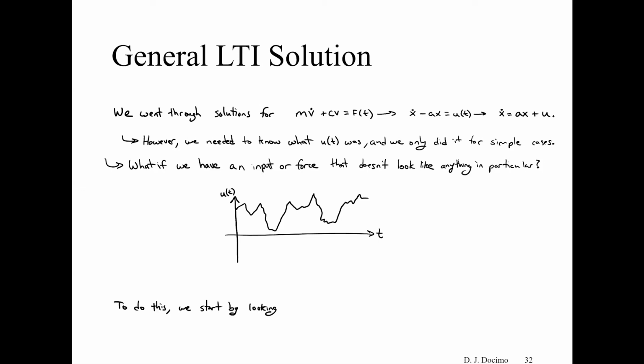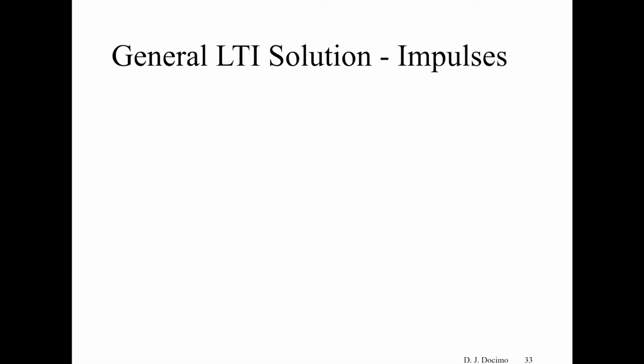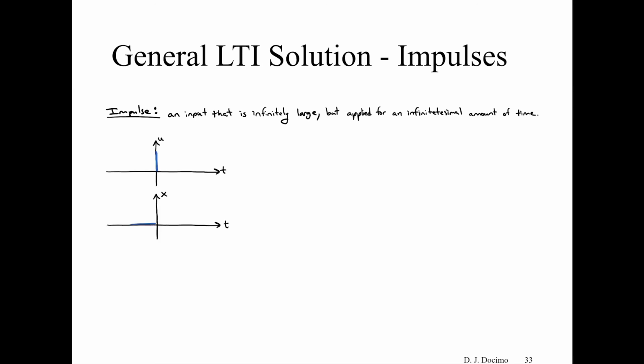So let's start by looking at a special case. And that special case is an impulse. So let's go over the case of impulses. An impulse is an input that is infinitely large, but is applied for a very small and infinitesimal amount of time. So if we were to draw out our input u of t, represented by our blue line here, from times t just a little bit before 0 to just a little bit after 0, our input would look something like this, a big jump up that comes straight down again.